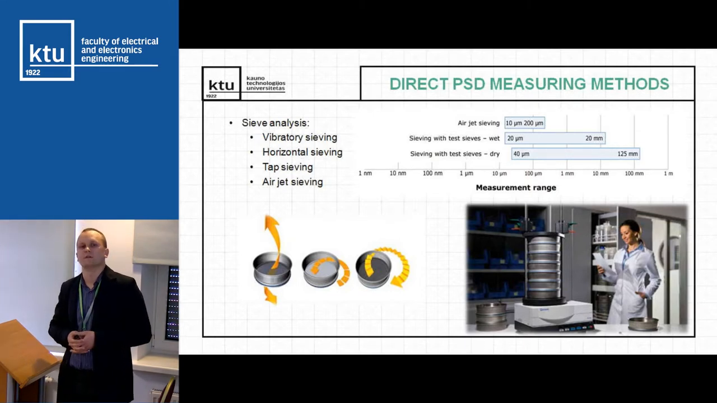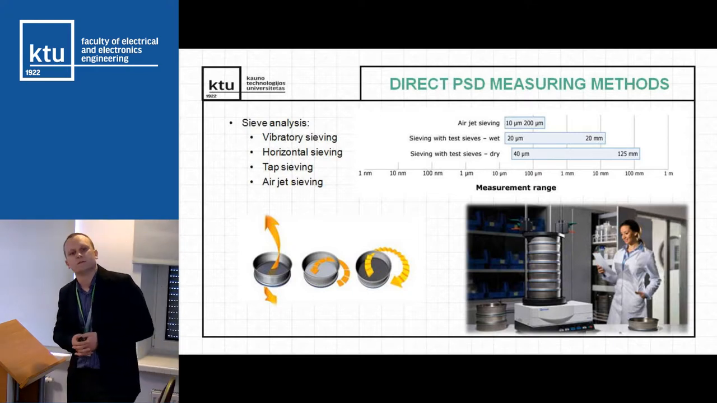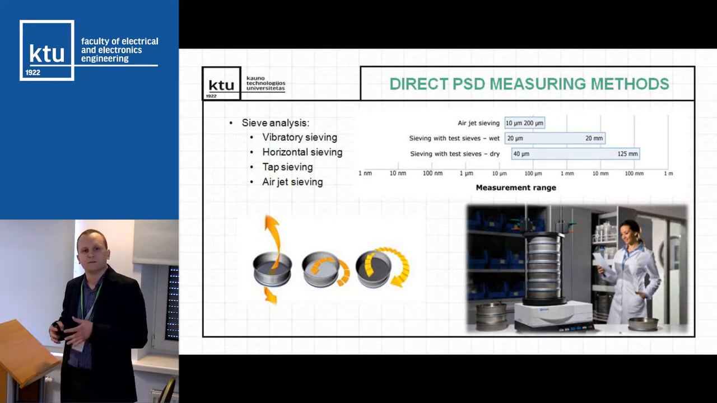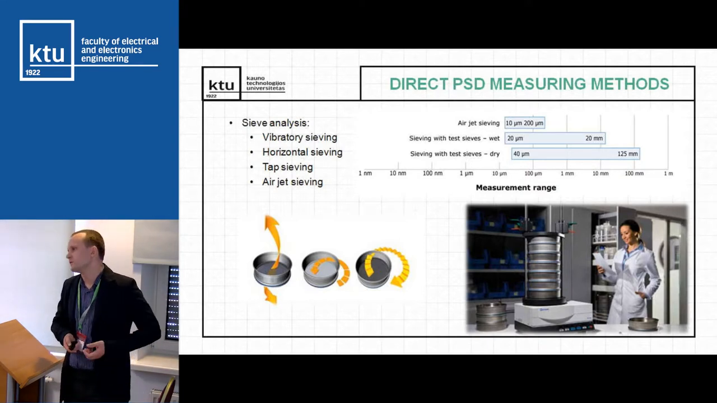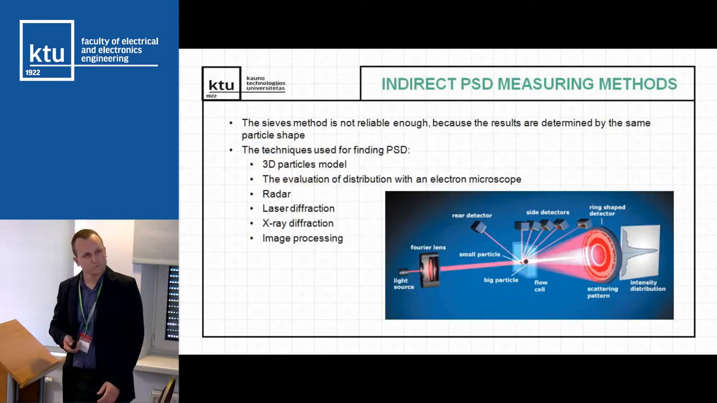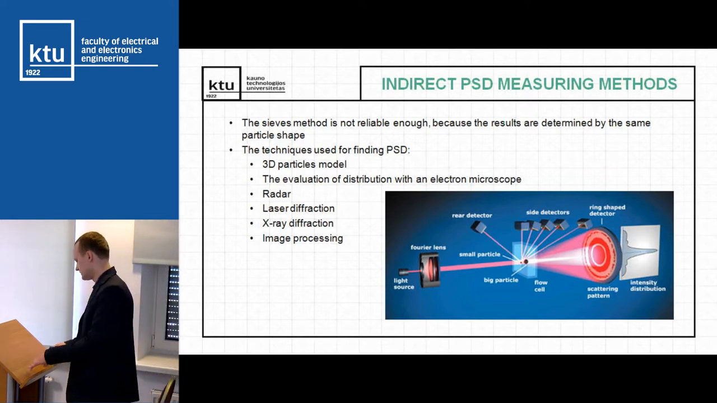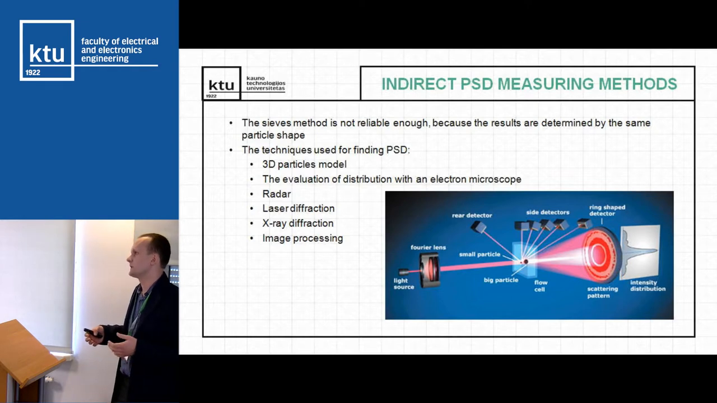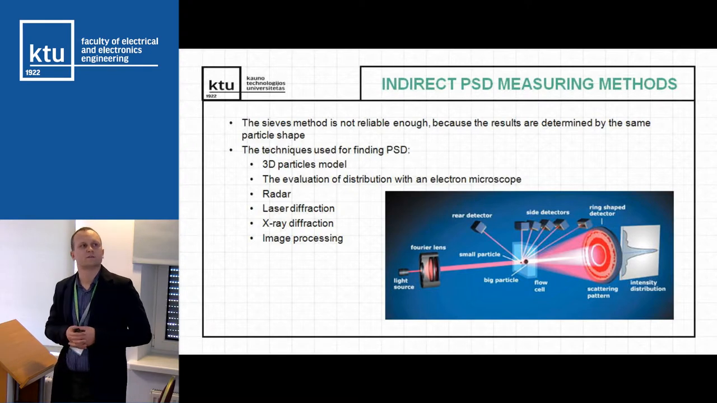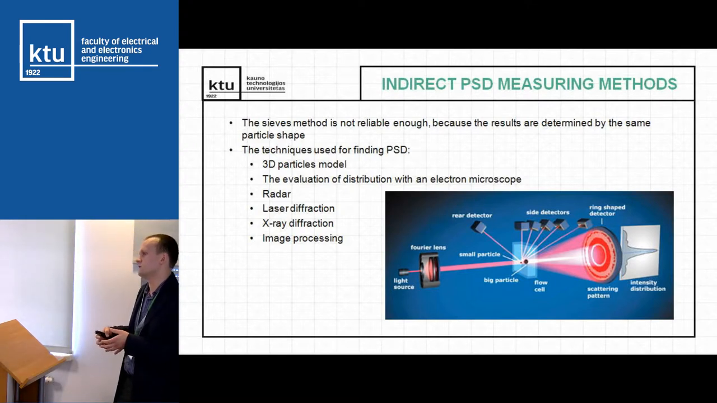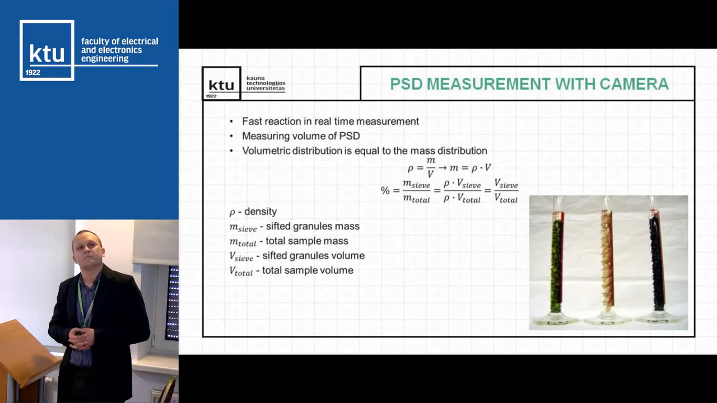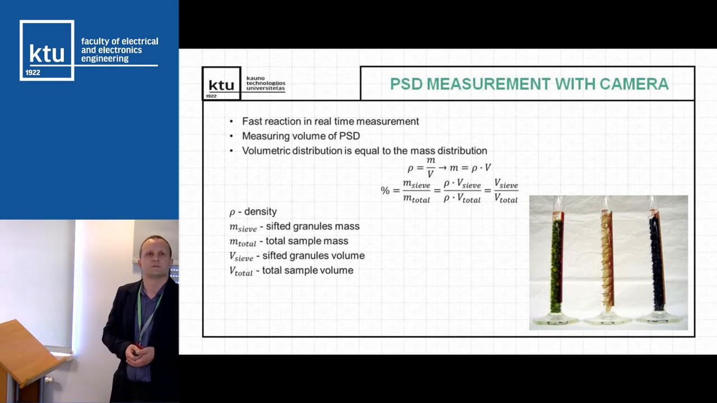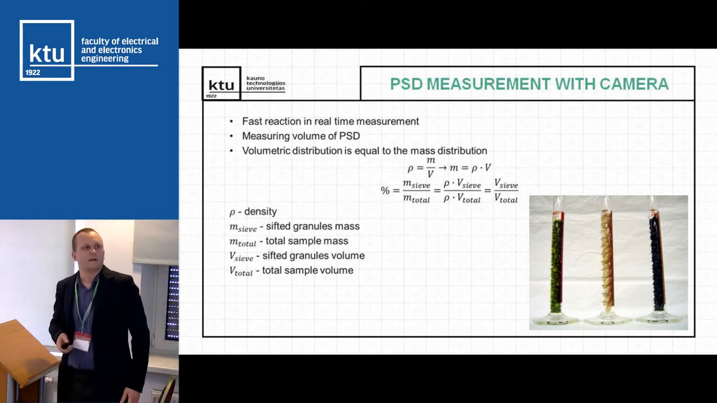How is the particle size distribution measured? Factories in the laboratory use sieves. We have a few sieves with different hole sizes. And after some operations, we just weigh the particles on the different sieves and get the distribution. If we want to control the granulation process, we need to get information in real time. There are a few indirect measurement methods which give us quite accurate information. One of them, with which I am working, is image processing. I'm using a camera, and I could get the particle size distribution.